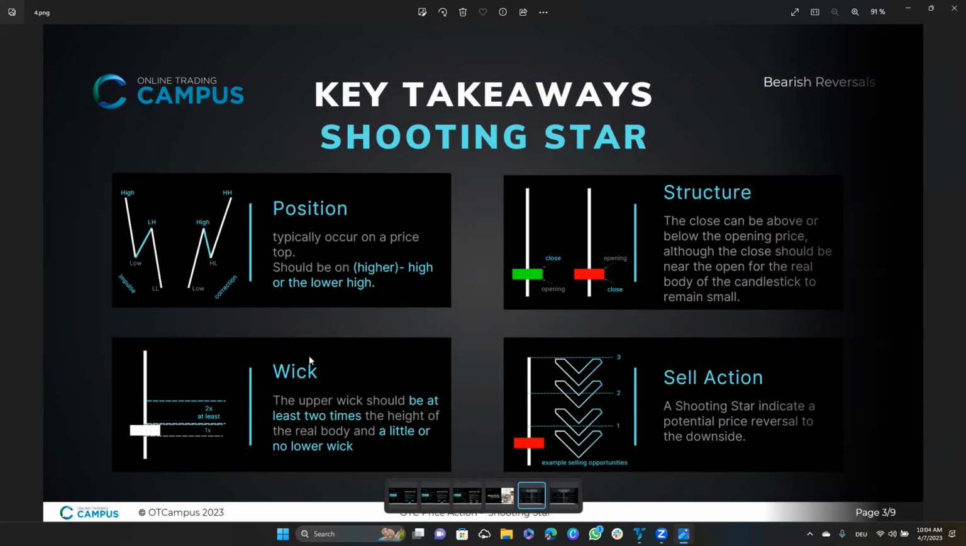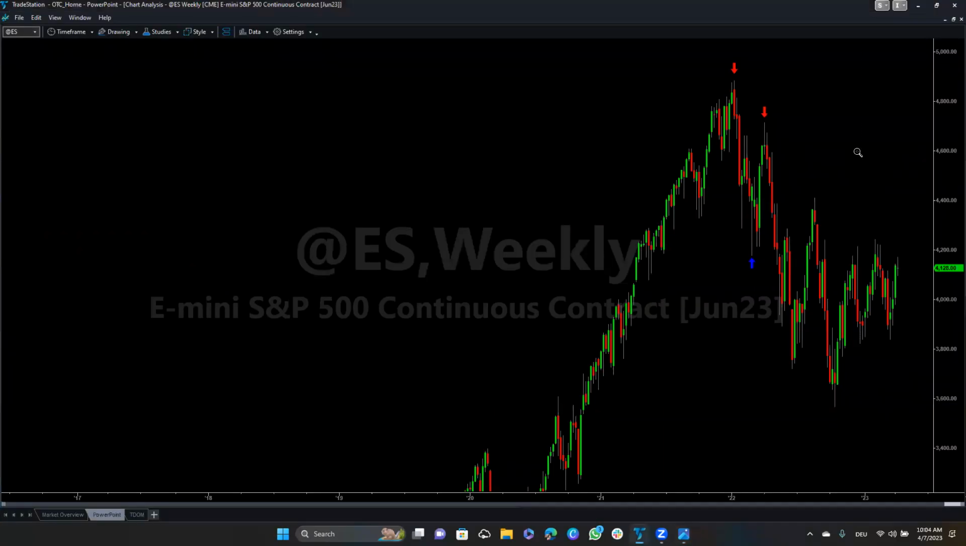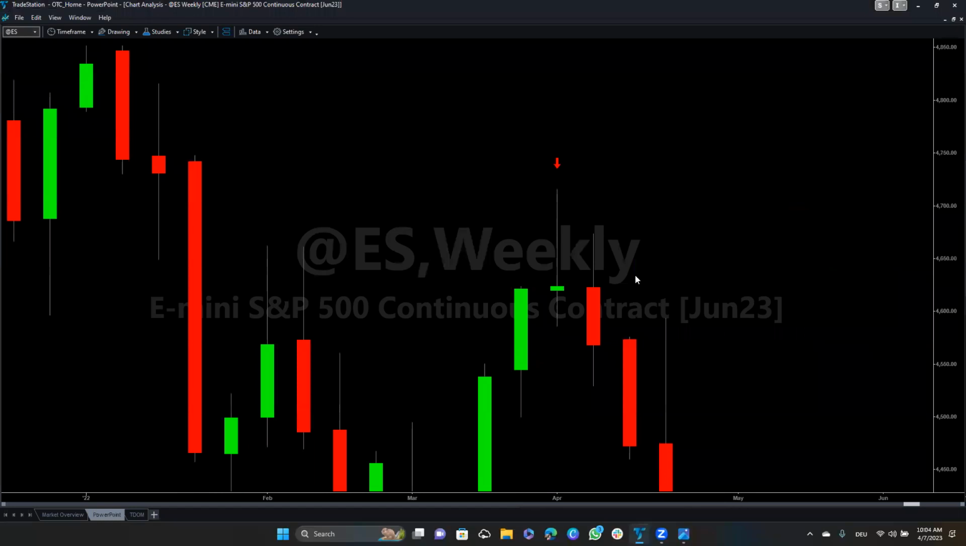Maybe lower, or yeah, maybe to a new lower low. That's number one. Let's check number two. That means the upper wick should be at least 2 times the height of the real body, and a little or no lower wick. Let's go into the chart here and check this one together.